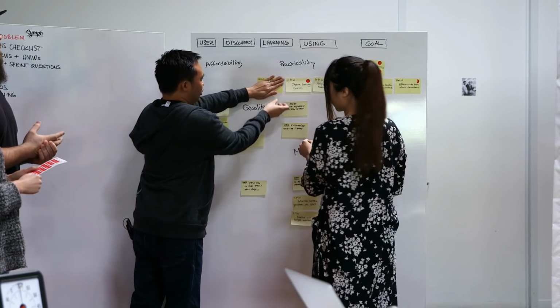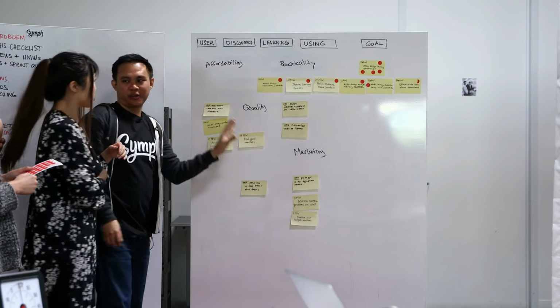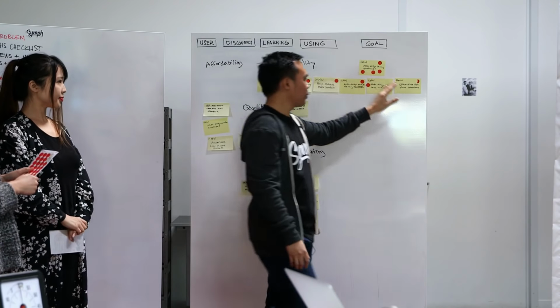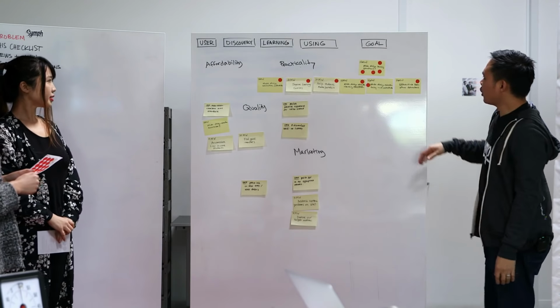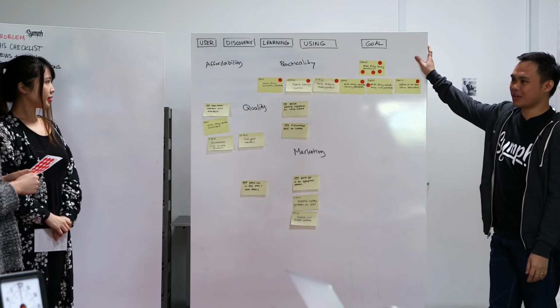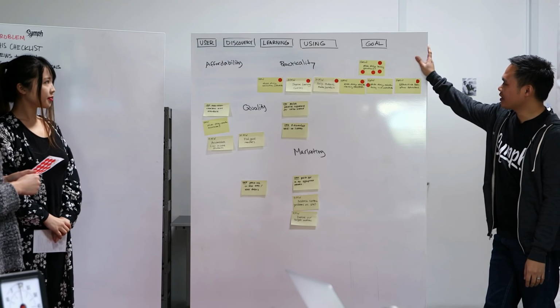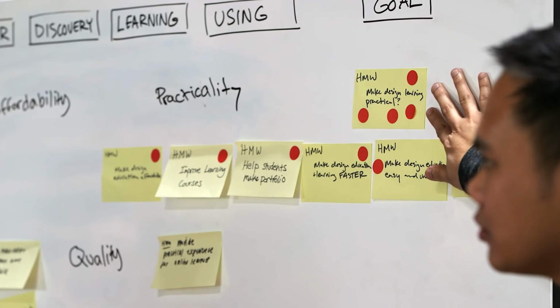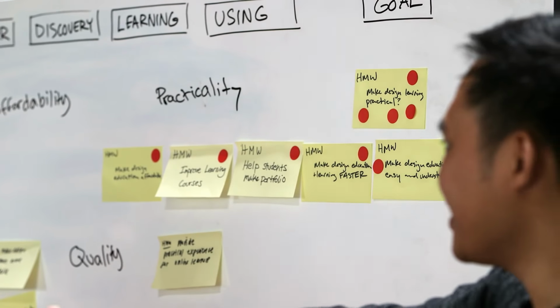There you go. So the objective of this, we don't care about the categories really. The objective is just to get the top how might we up here. So we have a winner, the top voted one. It says, how might we make design learning practical? Okay, so everybody, you can now take a seat. Thank you very much.